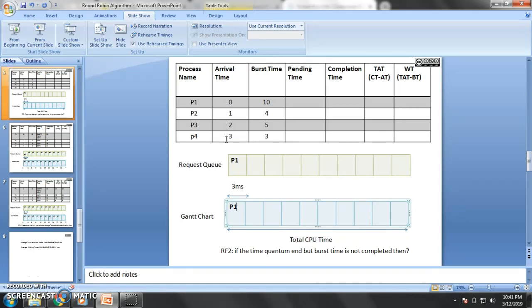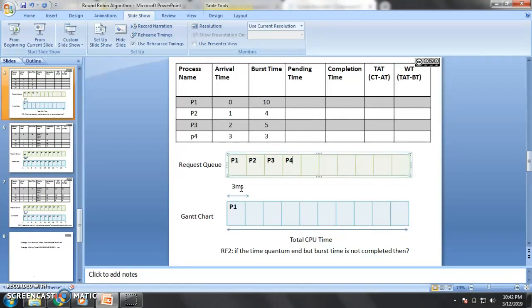tasks P2, P3 and P4 will be ready to run, and they will send requests to the CPU. So now P2, P3, P4 are in a ready state, but P1 came at the first microsecond. That's why P2 will enter into the request queue first. P3 arrives at 2 microseconds, so it will enter into the request queue, and at the 3rd microsecond P4 will enter. That's why P4 will enter into the CPU queue.